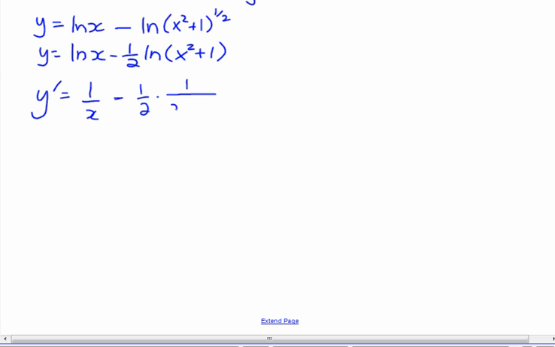Okay, 1 over our inside times the derivative of the inside. X squared becomes 2x. So we can simplify this a little bit. How can I simplify? The 2 and the 1/2 here. Yeah. So y prime is equal to 1 over x minus x over x squared plus 1. That's not so bad.